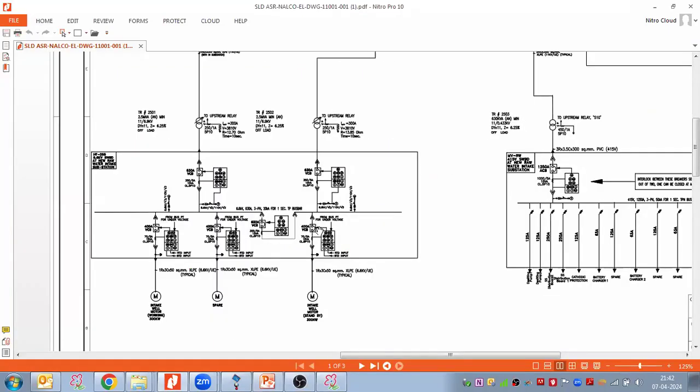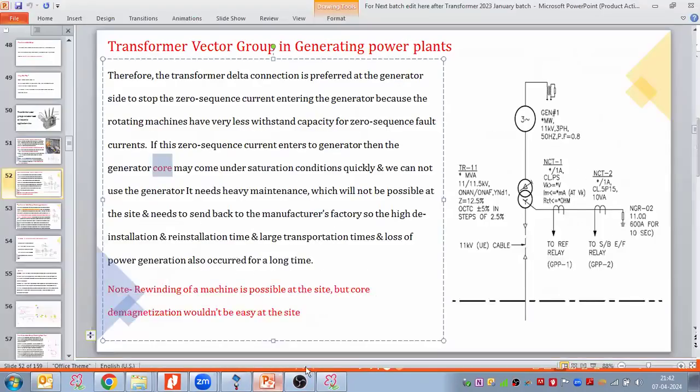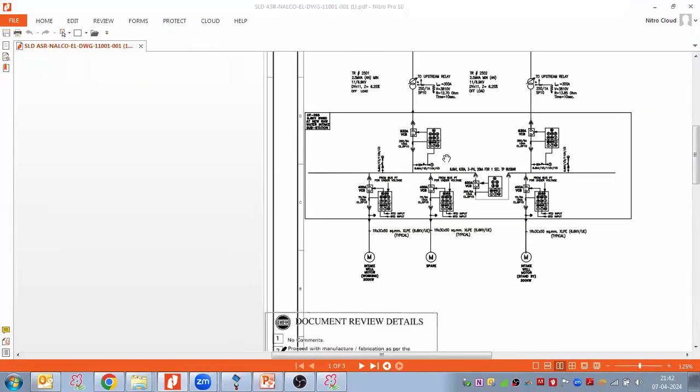I'm taking different examples just to let you know the statement I'm telling: in rotating machines, the core short circuit withstand capacity is very much less. They may come under saturation quickly. So we want to limit the zero sequence current, or in simple language the line to ground fault current, as much as possible. We want to minimize this. Due to that reason, in this particular project, they have used the NGR over here.